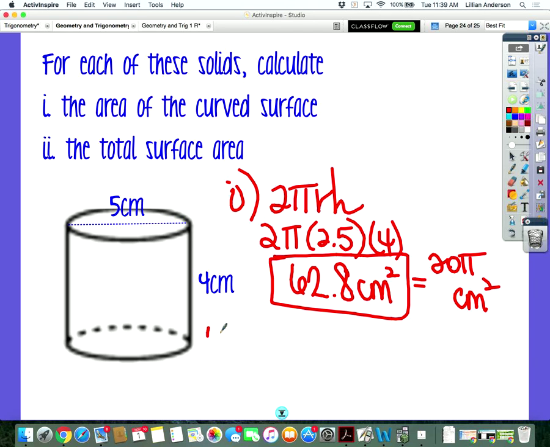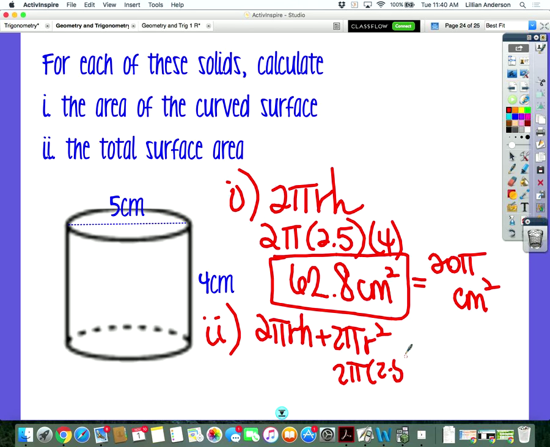Alright. And then part 2 says to find the total surface area, which is basically the curved area plus the top and the bottom. So you have 2 bases that are both circles. The radius is 2.5, so you just square it and add it to your previous answer. We'll leave it exact so we don't have any rounded approximated areas here.